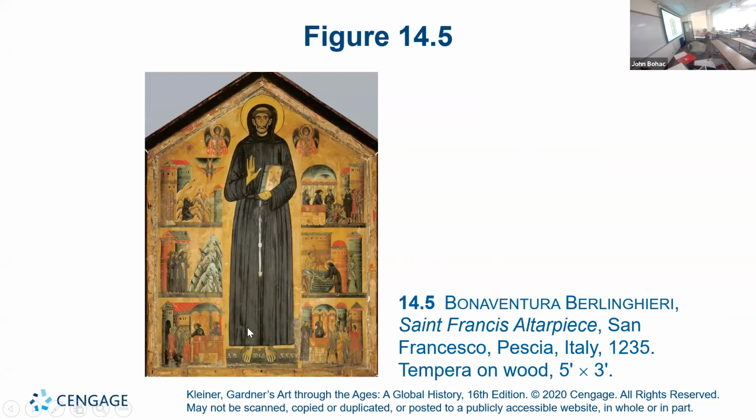And so Bonaventura Berlinghieri, St. Francis altarpiece. This is kind of a big deal here too. St. Francis becomes, as we saw the Virgin Mary being adapted as more or less the patron saint of France, we start to see her all over the place. So say the fleur-de-lis becomes the symbol for France. St. Francis becomes pretty much the patron saint of Italy. And the current Pope in the Catholic Church took his name from St. Francis, St. Francis of Assisi.